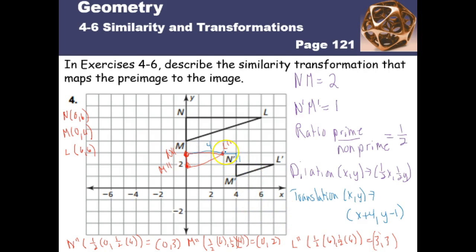So notice if I go right 4 and down 1, I end up there at N prime. L, right 4, 1, 2, 3, 4, and down 1, I'm at L prime. And if I go right 4, 1, 2, 3, 4, and down 1, I'm at M prime. Okay? So this is the answer: dilation of a half and a translation of x plus 4, y minus 1.